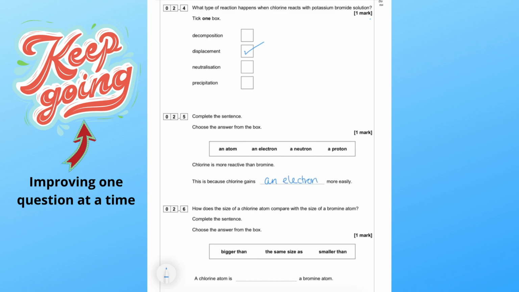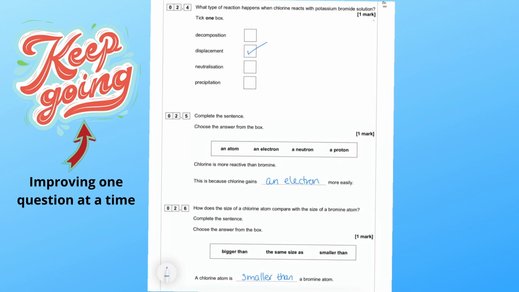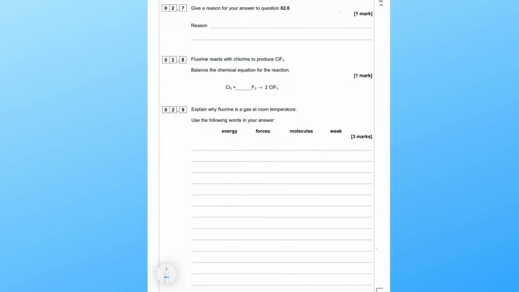How does the size of a chlorine atom compare with the size of a bromine atom? So a chlorine atom is higher up, therefore it's smaller than a bromine atom. Give a reason for your answer, and that's because chlorine has fewer electron shells.